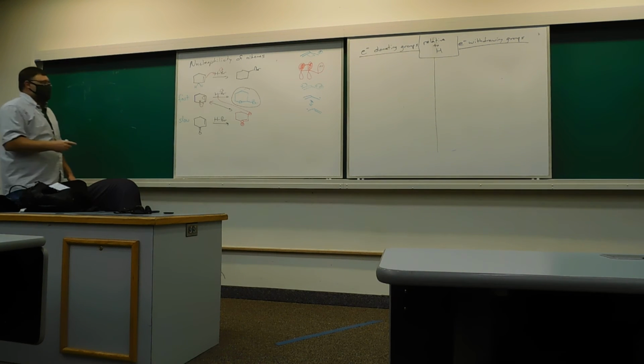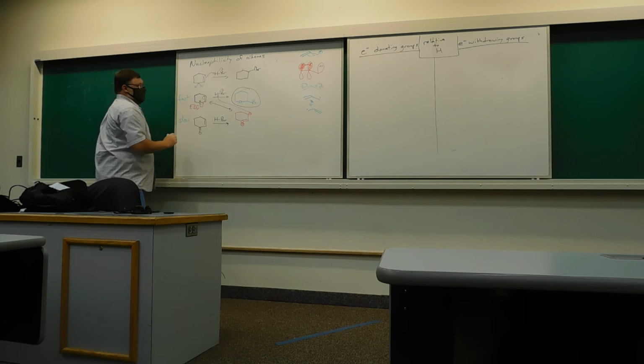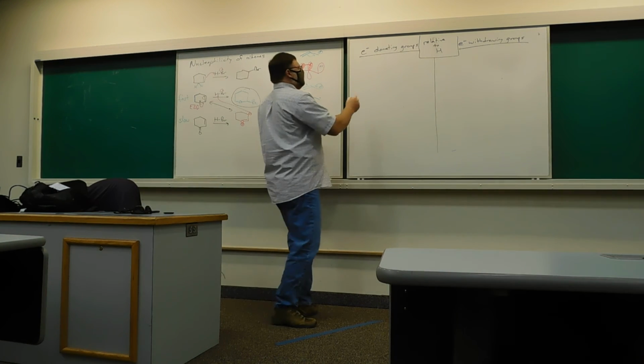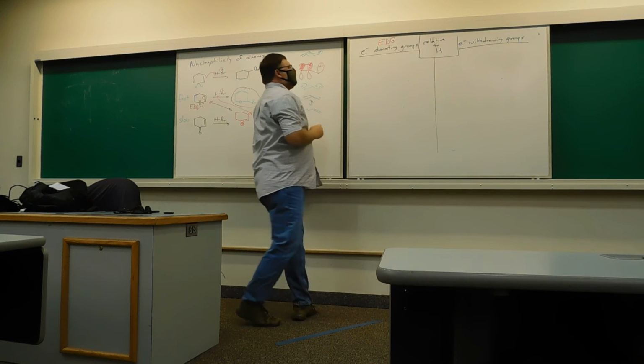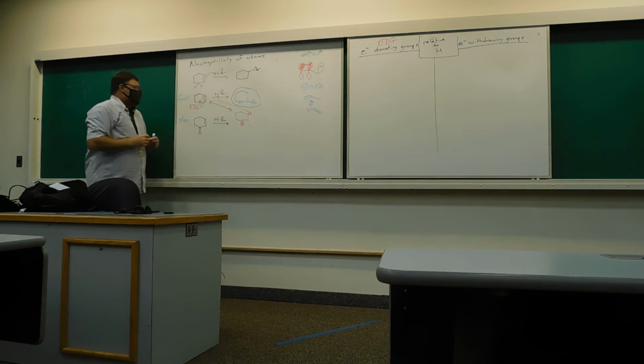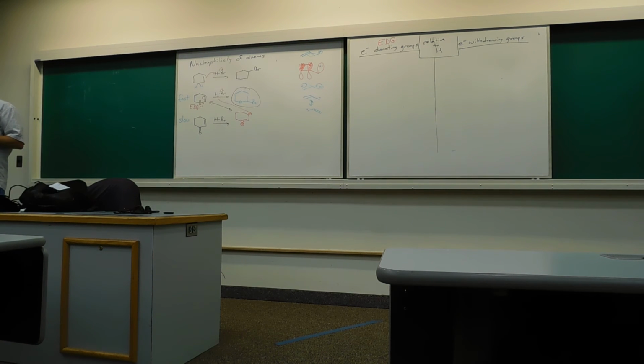So this oxygen is going to be called an electron donating group. I didn't actually put that up over here. An electron donating group is donating electrons into any pi system it's bonded to, which makes that pi system more nucleophilic.